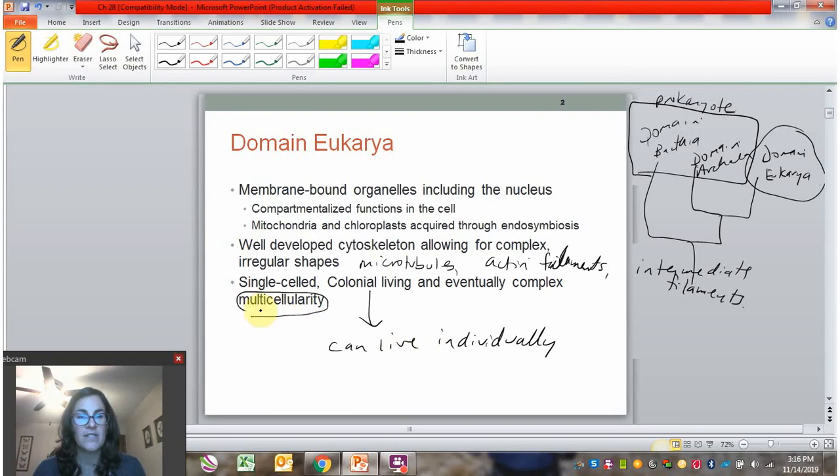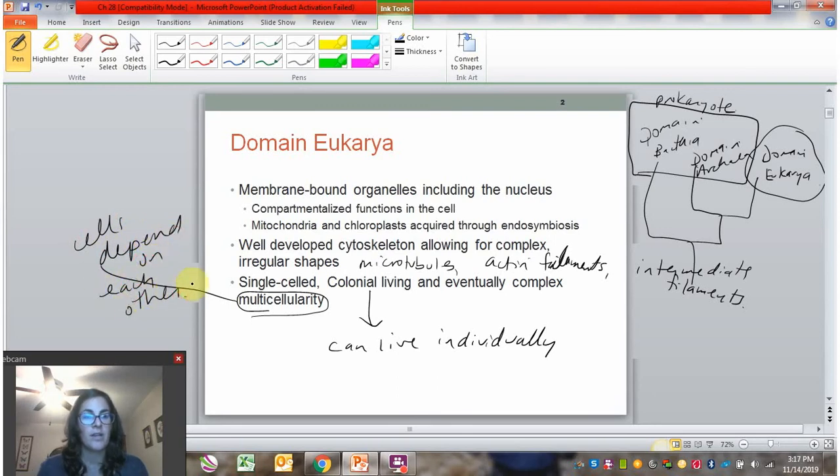Whereas true multicellularity is an organism like us. The cells depend on each other. So for example, all of your cells need oxygen, and they rely on lung cells to help bring that oxygen into them. You rely on your digestive cells to get sugar to all your other cells. So we're truly multicellular. Our cells are truly dependent on other cells. And so within domain eukarya, you see all 3 of these lifestyles.